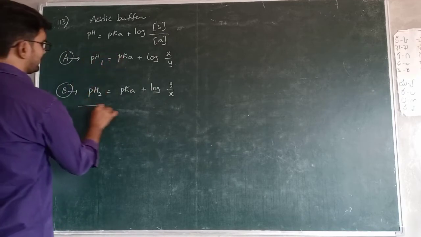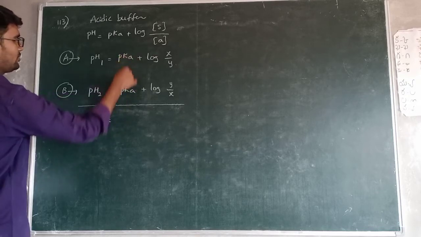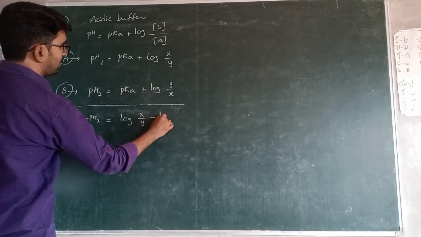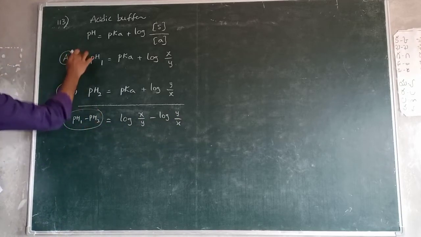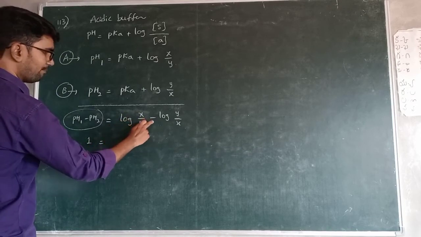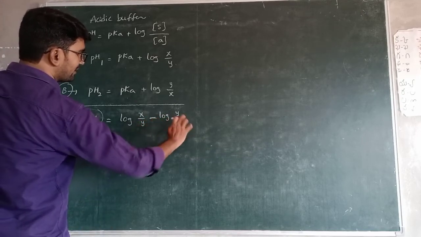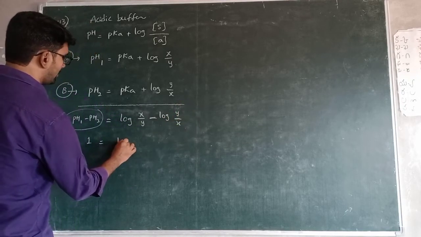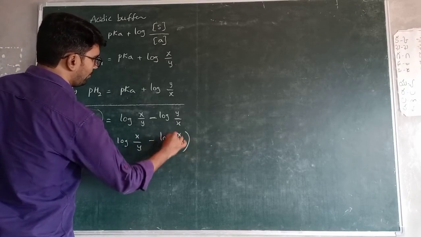Now take the difference, means subtraction. pH1 minus pH2 is equal to, these two pKa are cancelled, so this one minus this one: log X by Y minus log Y by X. But the pH difference between these two buffer solutions is 1. So 1 is equal to log X by Y minus log Y by X. If you reverse this one, Y by X becomes X by Y to the power minus 1. So log X by Y minus log of X by Y whole power minus 1.